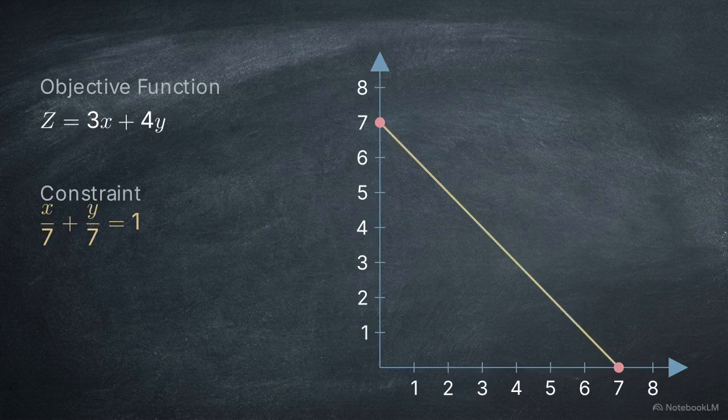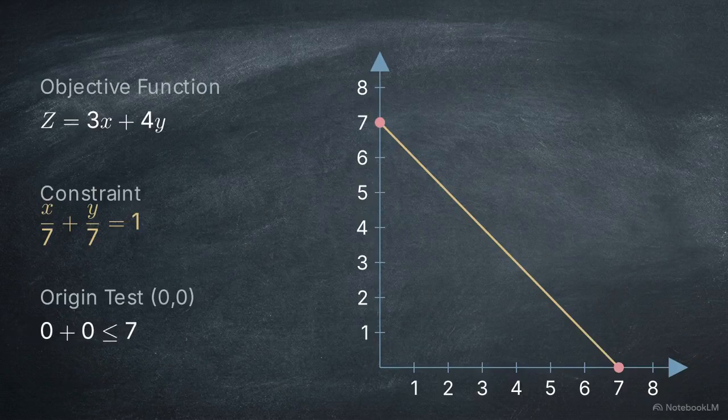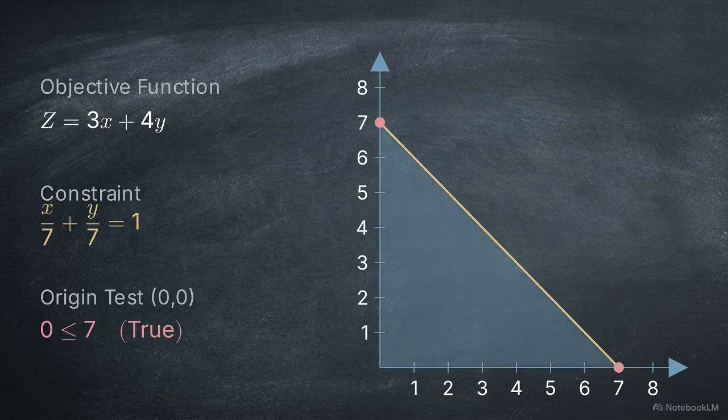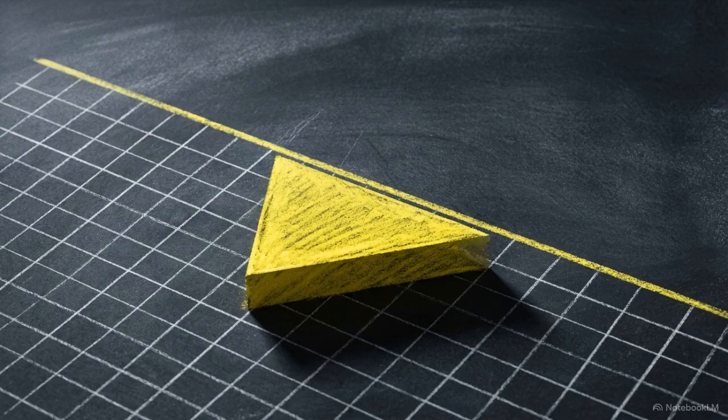Because the original constraint was an inequality, less than or equal to 7, we perform an origin test. We plug the coordinates 0, 0 into the equation. Since 0 is indeed less than 7, the statement is true. This means the valid zone lies strictly below the boundary line, stretching down to the origin. This single geometric boundary instantly eliminates half of all mathematical possibilities on the board. We have narrowed our focus to a specific zone of survival.